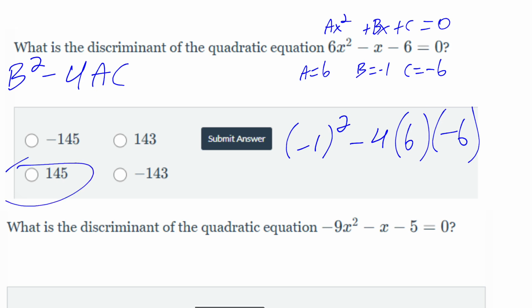If you do it correctly, you get 145. The most common mistake is people forget the parentheses here, or they use a negative here when it should be a subtraction, or vice versa here. Those are the common problem areas. Practice doing these on the calculator to avoid making those mistakes.